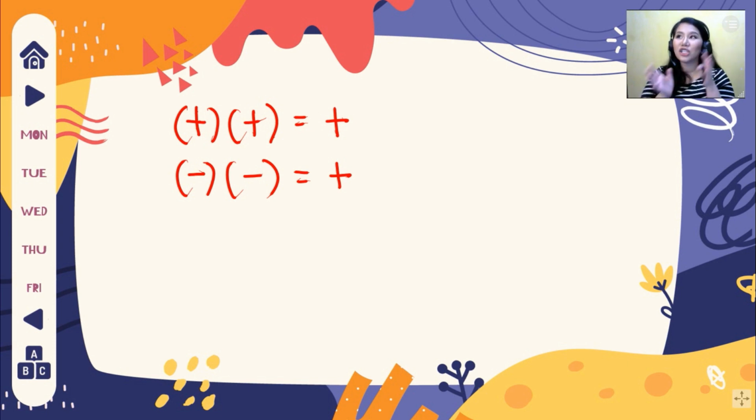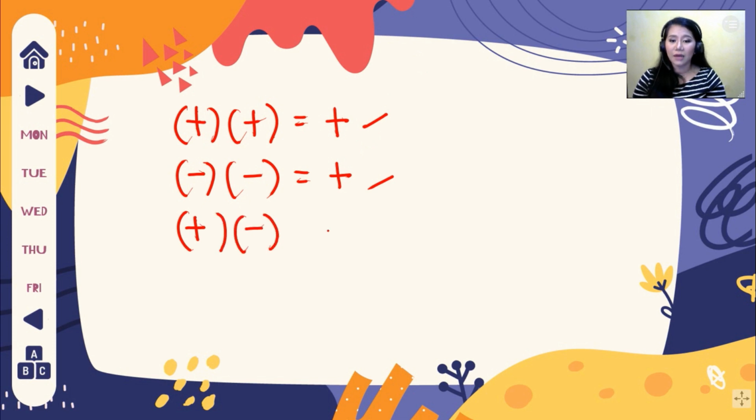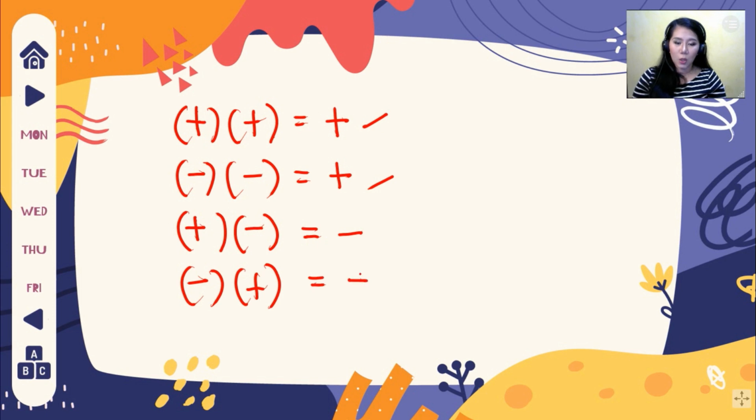Kasi sa addition of integers, pag parehas positive, positive. Pag parehas negative, negative. Pero dito, iba. Pag parehas positive, matik positive. Pag parehas negative, positive pa rin yun. But of course, you have to multiply the integers or the numerical coefficients. And then, kapag meron naman tayong positive at tinatimes siya sa negative, the numerical coefficient, the sign is negative. Or negative man yun at saka positive yung tinatimes natin, the answer is always negative.